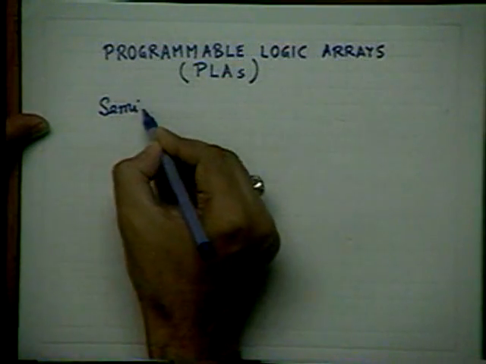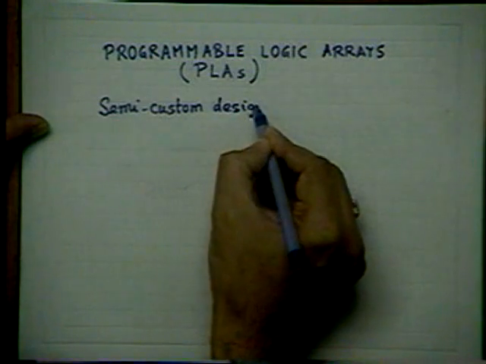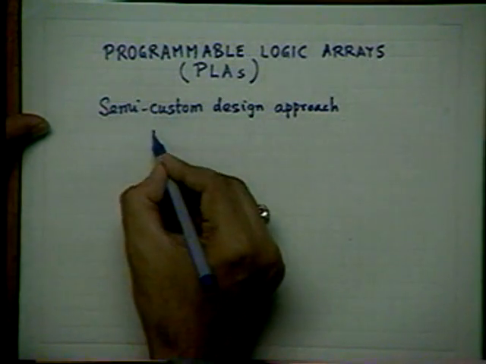There are two reasons behind it. One is that the processing has become very automatic, and the second reason is that instead of using fully custom design, we are following an approach which is called semi-custom design. An example of this semi-custom design approach is programmable logic arrays. A good example is PLAs.